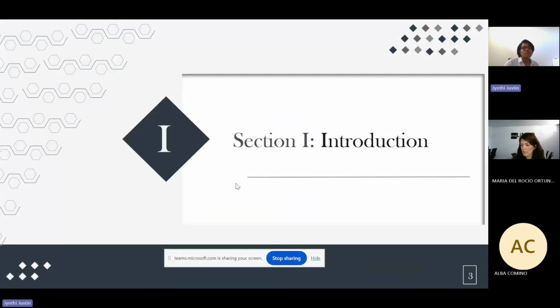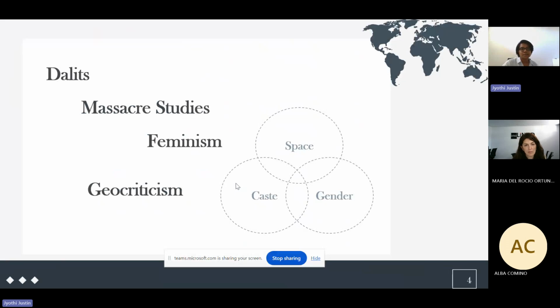To give an introduction, my research work is primarily at the intersection of Dalit studies or massacre studies, feminism, and geocriticism. Dalits are an underprivileged group of people in India. Based on their caste location, they are at the very bottom of the caste hierarchy in India. Because of this, they've been denied a number of resources and privileges. And because of their caste, there have been multiple massacres in India, especially after independence, but these are seldom studied, especially from a feminist or female survivor point of view.